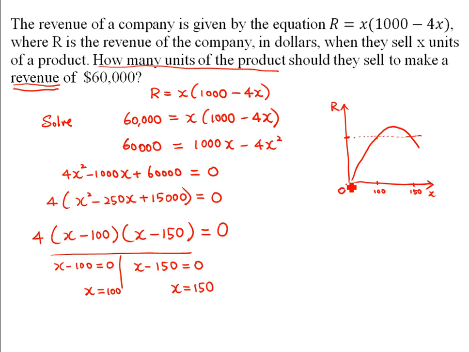Although in reality, we will not wait until the sales becomes 150. We will definitely not like to see the revenue going down. But theoretically, in this situation, X could be 100 and X could be 150. But in reality, we will take X equals 100.